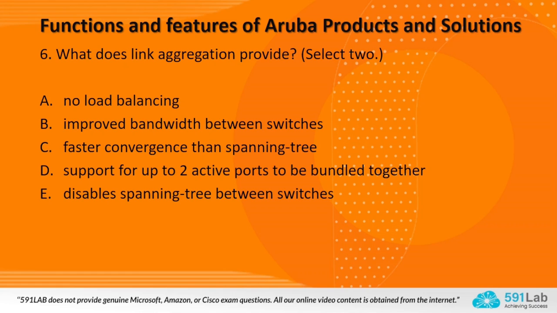Option E, disables spanning tree between switches. It is not disabling spanning tree. Instead, spanning tree will see this bundled link as a single link. So that is the only thing that happens within the spanning tree. So it will not disable the spanning tree. So option E is wrong. So the correct answers are option B and C.